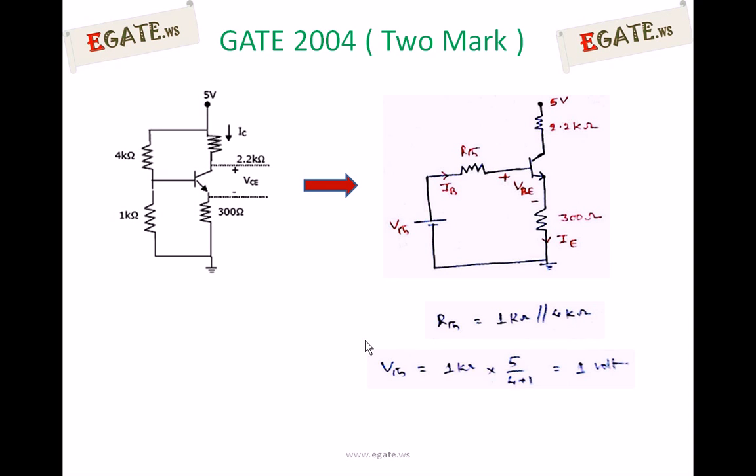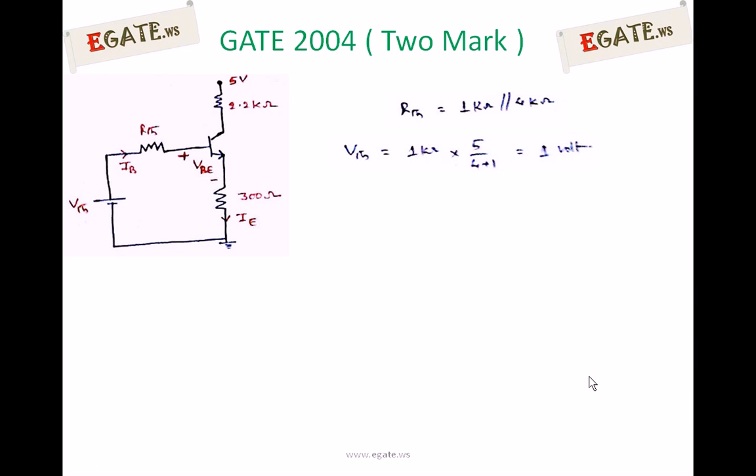Next, VTH is nothing but the voltage at base to ground, that is, the voltage across the 1 kilo ohm resistor. As the current flowing through the base is 0, the entire current from 5 volts goes through the 4 kilo ohm and 1 kilo ohm only. So you can use the voltage divider rule to calculate the voltage across 1 kilo ohm, which is VTH. VTH is equal to 1 kilo ohm into 5 by (4 plus 1). So it is equal to 1 volt. Thevenin's voltage is 1 volt and Thevenin's resistance is 0.8 kilo ohms.